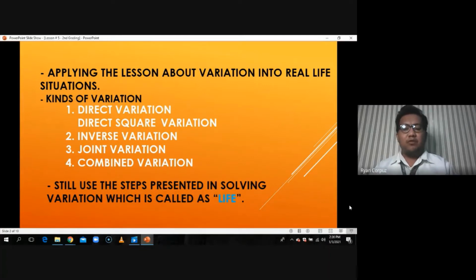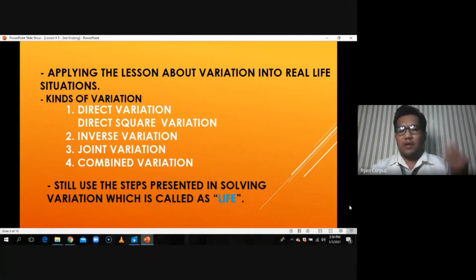So what again is that LIFE, our steps in solving any kind of variation? The first, L. L stands for let's translate statement of variation into symbols. Second, I. Its constant of variation should be sought. So that's the time now that we are going to solve for the constant of variation, or the K. Then third, F stands for form the equation of variation.